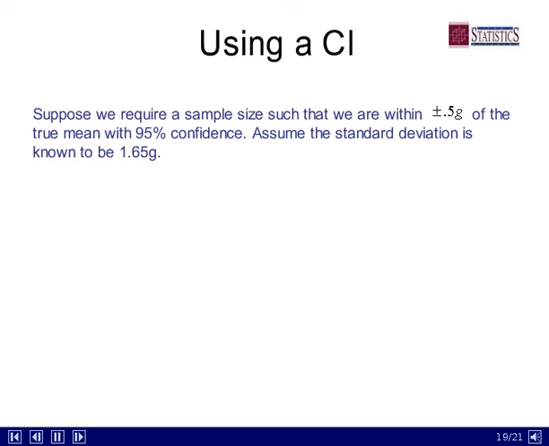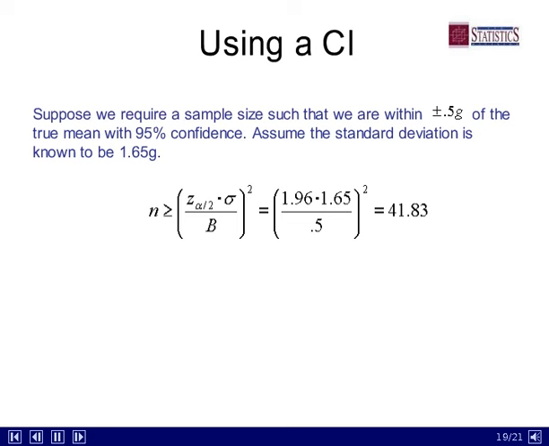So let's just do an example. Suppose we require a sample size such that we're within plus or minus 0.5 grams of the true mean. Okay, so I want to be really tight around that true mean. 95% confidence, assuming that the standard deviation is known to be 1.65 grams. So plugging that in, the 95%, the alpha over 2 gives me 1.96. The 1.65 is sigma, and 0.5 is b. Plug all that in, square, I get 41.83. Rounding it up means I need at least 42.